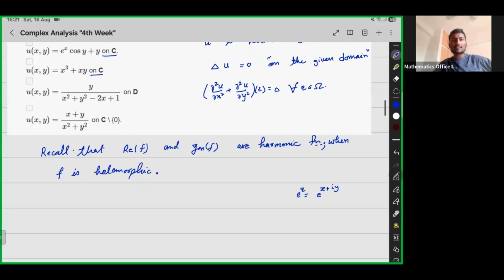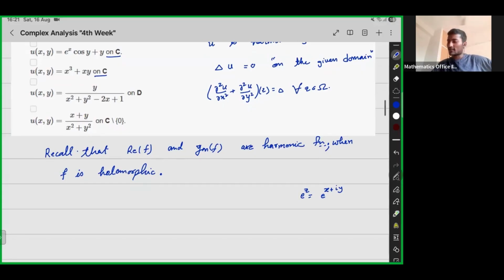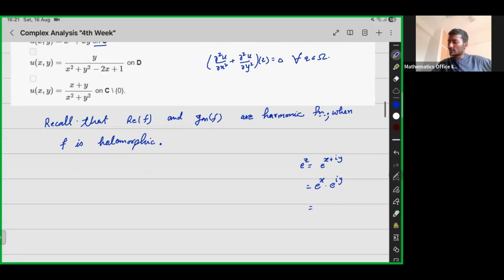So don't just listen to me, you can also interact whenever you wish. Okay, so e^z can be written like this. After this we can write it as e^x times e^(iy), and solving it more, it gives us e^x, and e^(iy) becomes cos y plus i sin y, right?